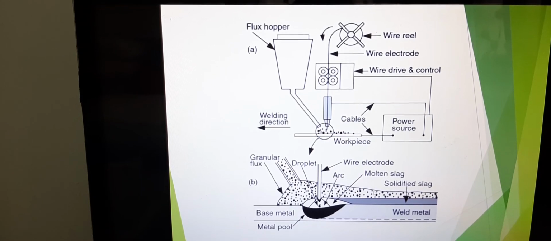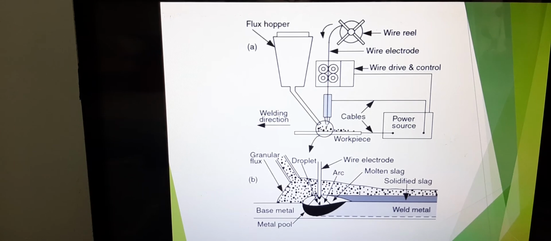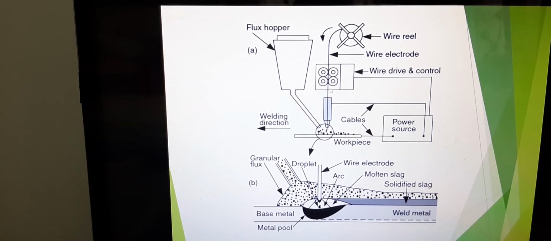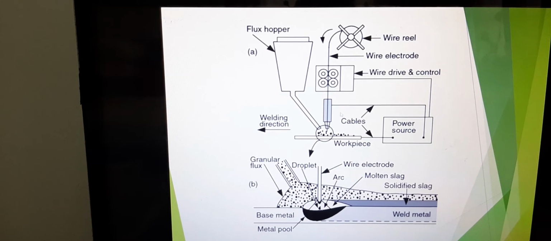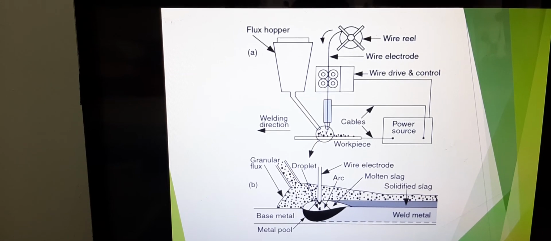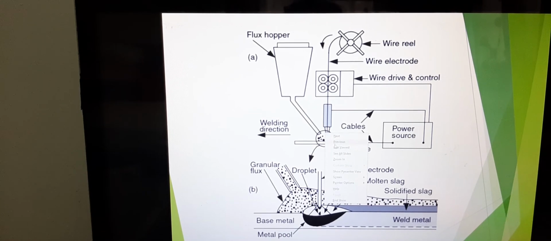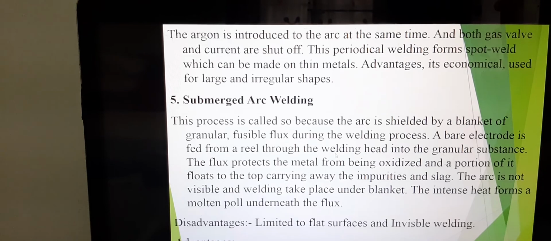This wire or reel goes through a wire drive control, and then it goes through your electrode here. Is this electrode going to be melted? No. What is being melted? The wire reel is melted and deposited into the weld area. Therefore, we call this electrode a non-consumable electrode, meaning that you're not going to use this electrode during the welding process. It's just there like a dummy electrode.